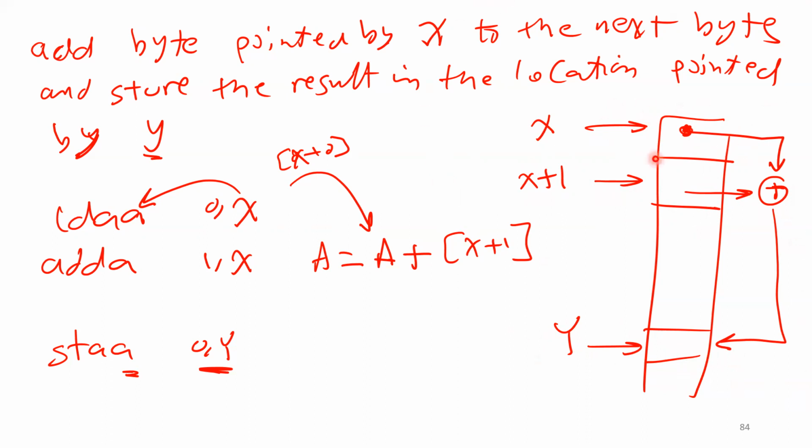Again, this is a memory location. This is another memory location. Do you have an instruction to add two memory locations? The answer is no. We don't have this instruction. So what can we do? I have to load this into a register, and then I can add a register to this memory location, and then I'm going to store the result here. That's what I'm going to do.